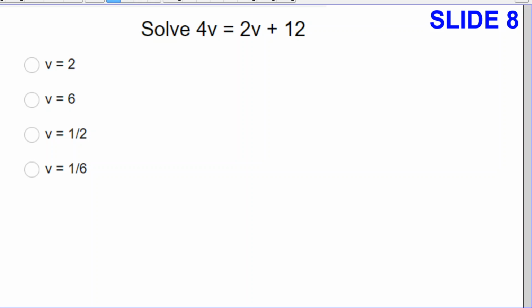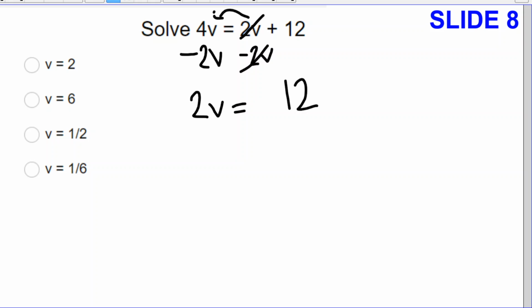This time I have two variables. So I'm trying to move all my variables together. So I'm trying to move them away from the number. So I want to move the 2v across to the side. So as it's a positive 2v, the opposite would be negative 2v. 4v take away 2v is 2v. Positive 12 is just 12. And then divide both sides by 2. And 12 divided by 2 is 6.